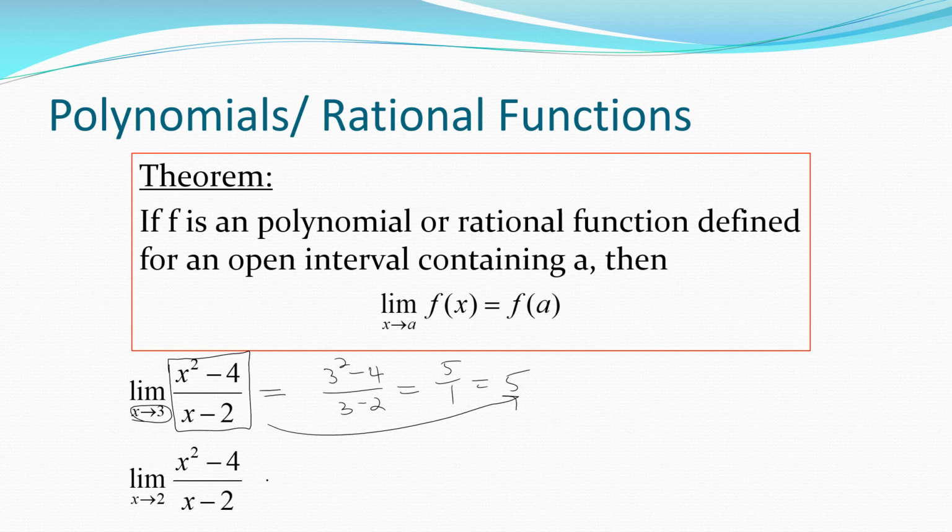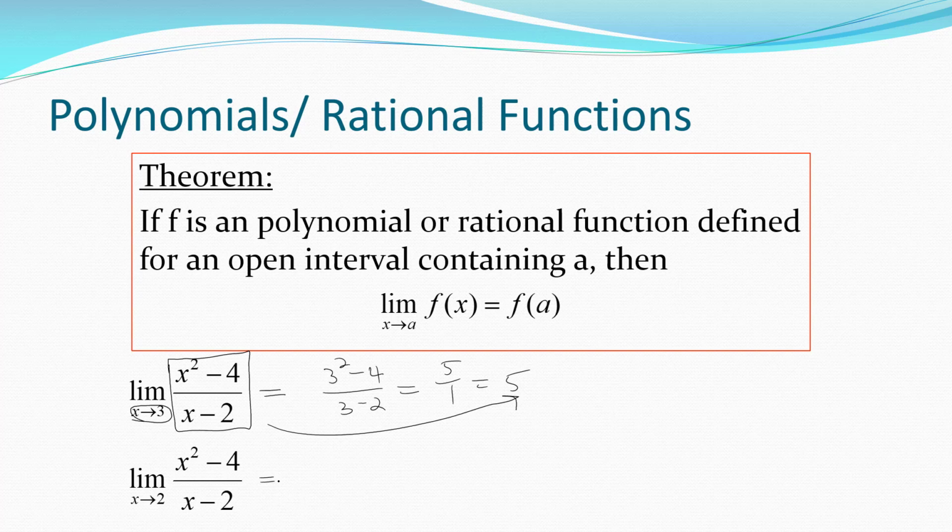Let's try the next one. All right, so to find the limit of x squared minus 4 over x minus 2, but this time as x approaches 2. That's a rational function. So I just plug in the number. But that's not what the theorem says. It says if you have a rational function and something's in the domain, then you just plug in the number to find the limit. That does not mean this limit doesn't exist. It means I can't use this technique, and I can't use the limit laws I've given you so far.